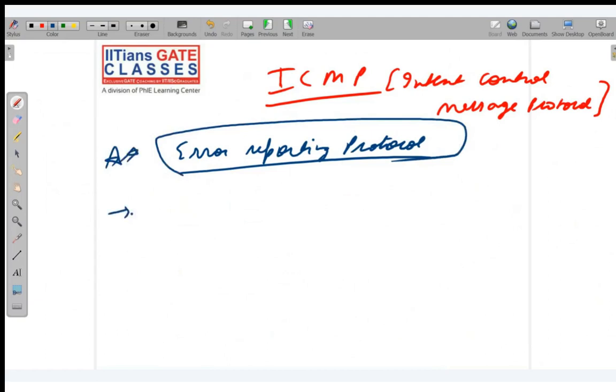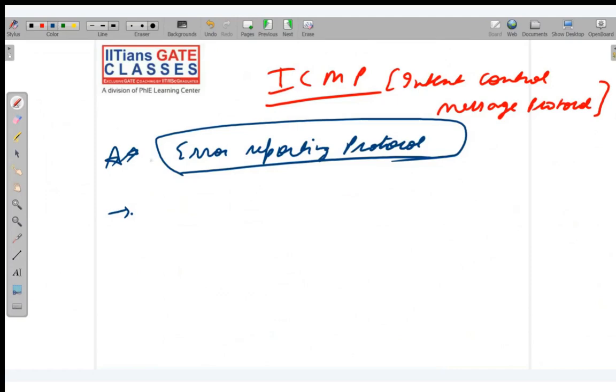And please write down one line which I have told you. Whenever a datagram is dropped by an intermediate router or destination receiver, then the sender must be informed that the packet has been dropped. This information is sent using ICMP.